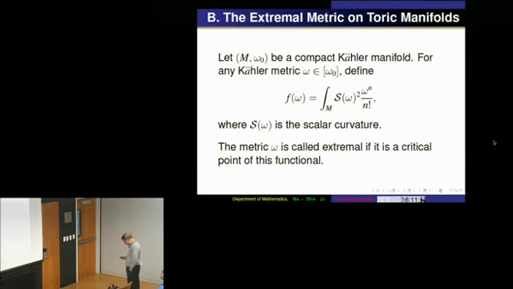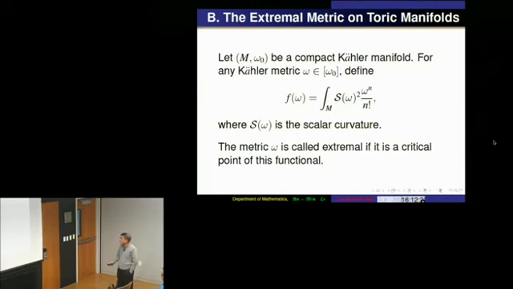In the following, we want to talk about the extremal metric on the toric manifold. In this case, the PDE is called the Abreu equation. Let (M, omega_0) be a compact Kähler manifold. For any Kähler metric, define a functional where S is the scalar curvature. The metric is called extremal if it is a critical point of this functional.